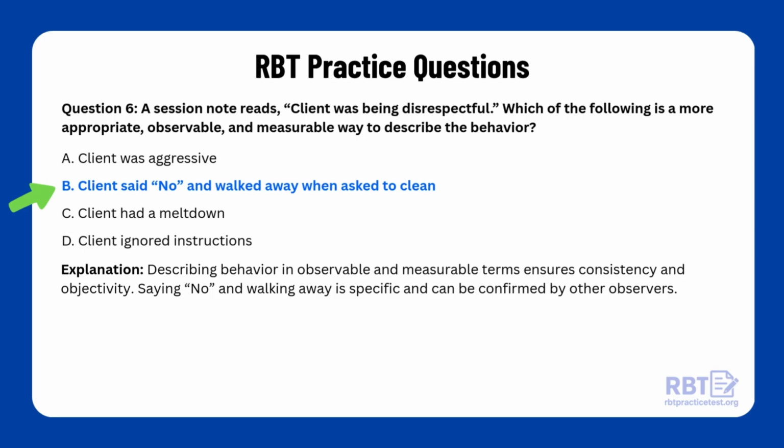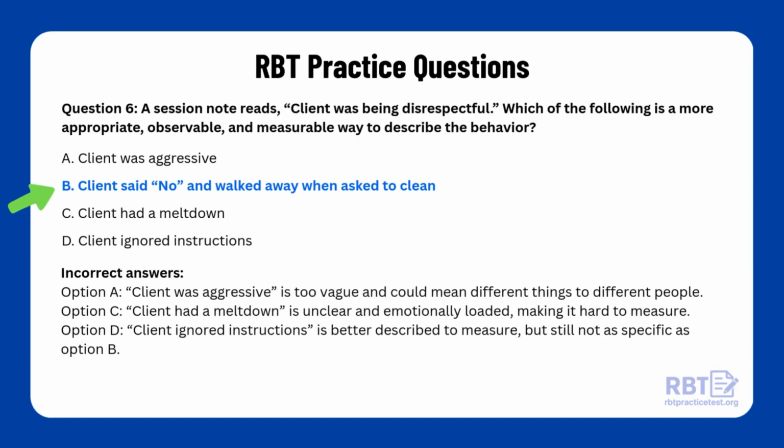Saying no and walking away is specific and can be confirmed by other observers. Now for the wrong answers. A is too vague and could mean different things to different people. C is also unclear and emotionally loaded, making it hard to measure. D is somewhat better, but still not as specific as option B. Option B stands out as the most concrete description.